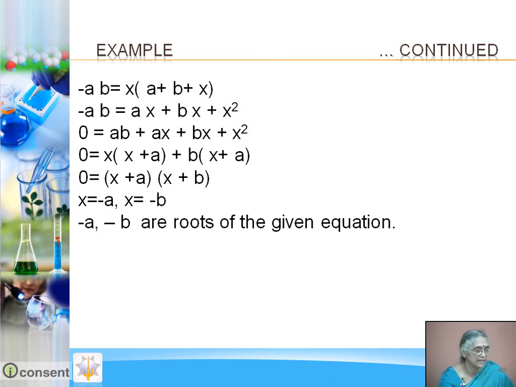Now transfer minus ab to that side. So 0 is equal to ab plus ax plus bx plus x square. Now when you factorize this, you can write 0 is equal to (x plus a) into (x plus b). Obviously x is equal to minus a and x is equal to minus b. So minus a and minus b are roots of the given equation.